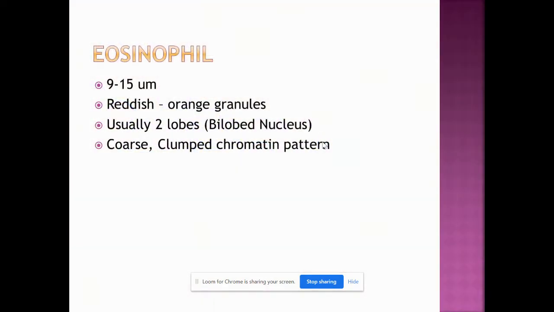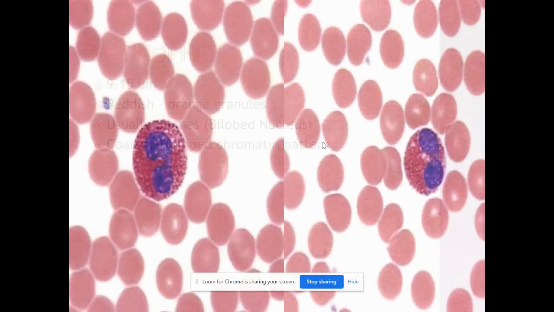Okay. Next, we have eosinophil. Usually, the size of an eosinophil is 9 to 15 micrometer in diameter. The color of the granules for eosinophil is usually reddish to orange, and the nucleus usually has 2 lobes, or it is called bilobe nucleus. For chromatin pattern, the chromatin pattern is usually coarse and clumped. Example of eosinophil and another example of eosinophil: bilobe nucleus and orange or pinkish or reddish granules in the cytoplasm.